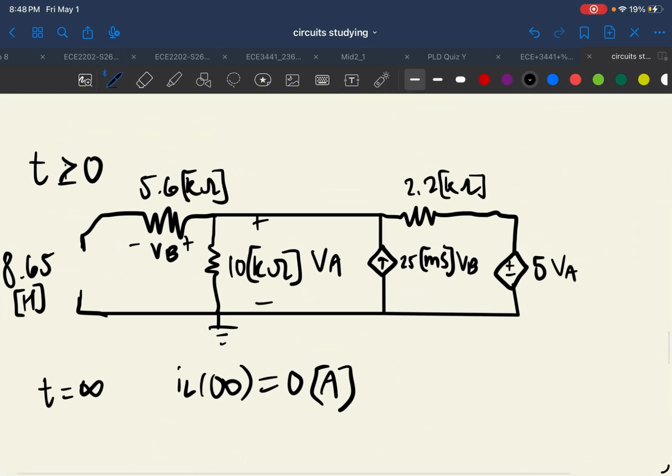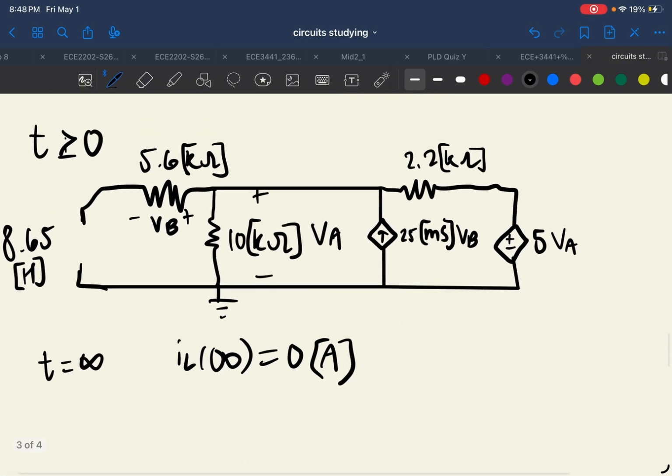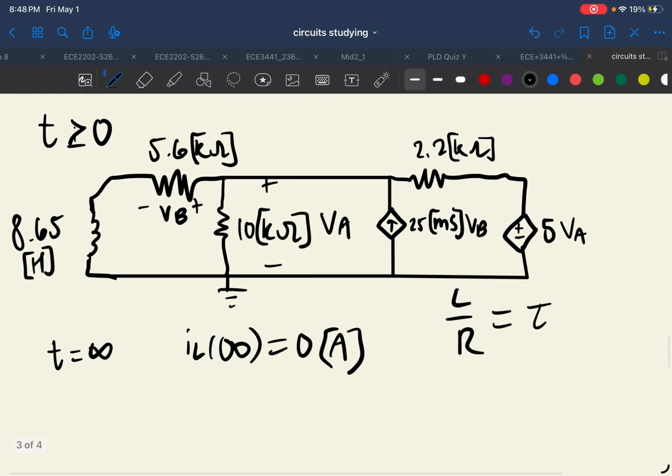Well, we're looking at this circuit in time, and tau is defined as L over R for an inductor circuit, right? Now, we have L, that's 8.65, but we don't have R, REQ to be specific, the resistance that this inductor sees or experiences. So you would think maybe we could just simplify all these resistors. This resistor, you think we could simplify it. But we actually can't because there's these two dependent sources.